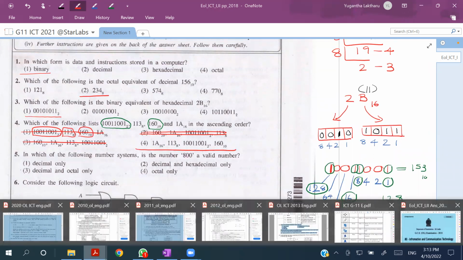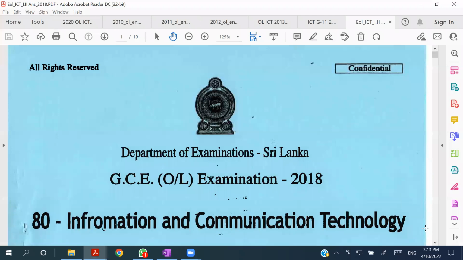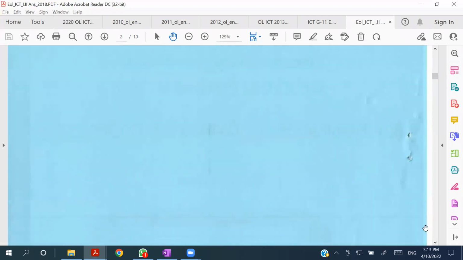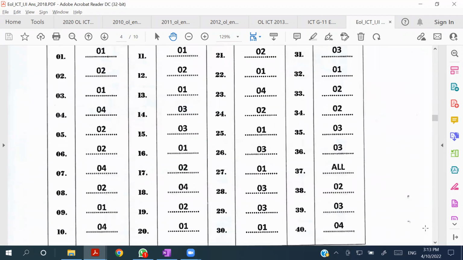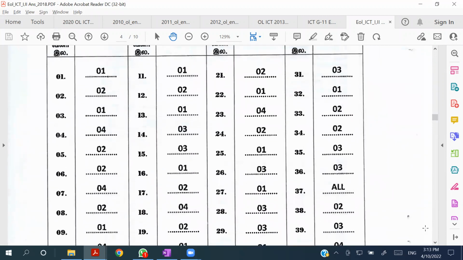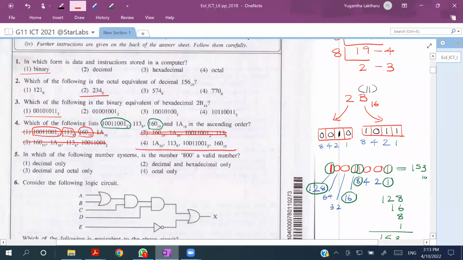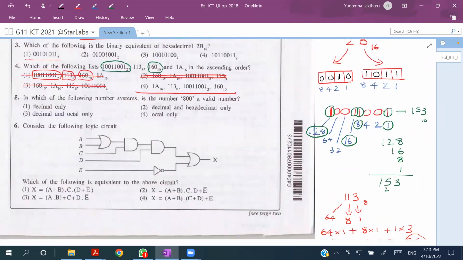Let's cross-check the answers with the marking scheme as well, people. The answers we had so far are 1, 2, 1, 4. So yes, it's 1, 2, 1, 4. Yes, so that is correct. Okay, is that clear, everyone? The workings?